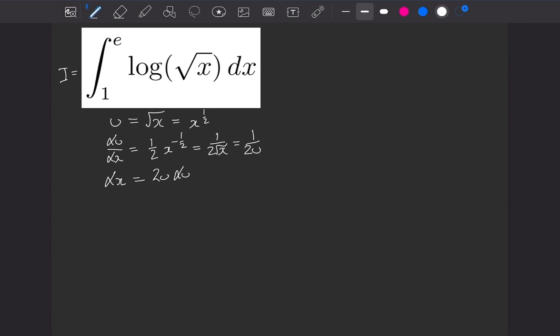Spot on. We'll have a look at our limits. So if x is equal to e, then u is going to be equal to the square root of e. And if x is equal to 1, then u is the square root of 1, which is just 1.